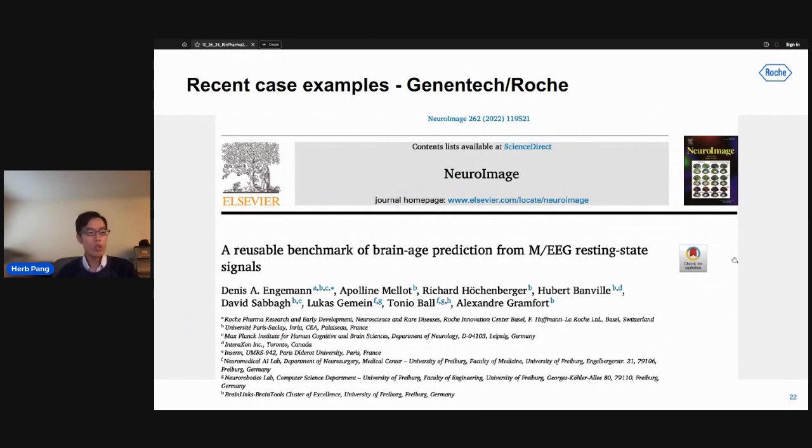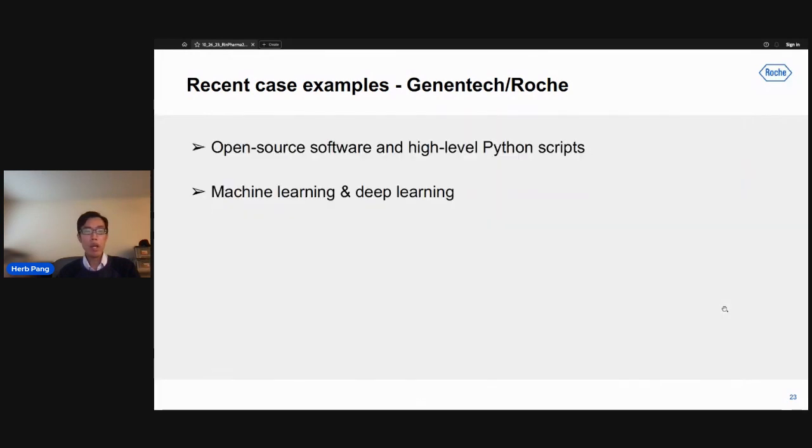Now let's move on to some recent case examples by Genentech and Roche, just to give us a feel of what some of the research work that Genentech, Roche, or other companies have been doing in terms of machine learning, AI, and open source tools. This work is published in NeuroImage on a reusable benchmark of brain age prediction. It is tied to open source software, based mostly on high-level Python scripts. It involves both machine learning and deep learning.